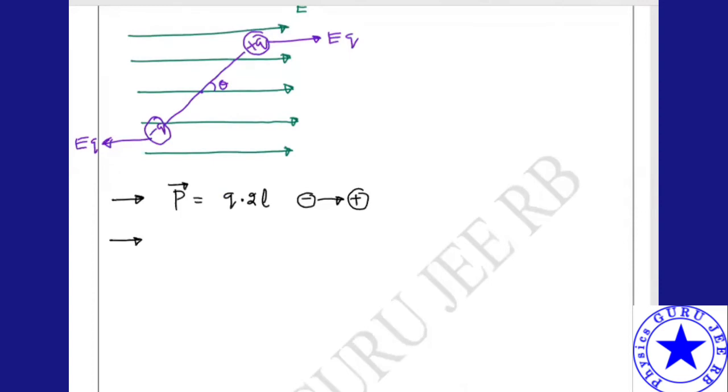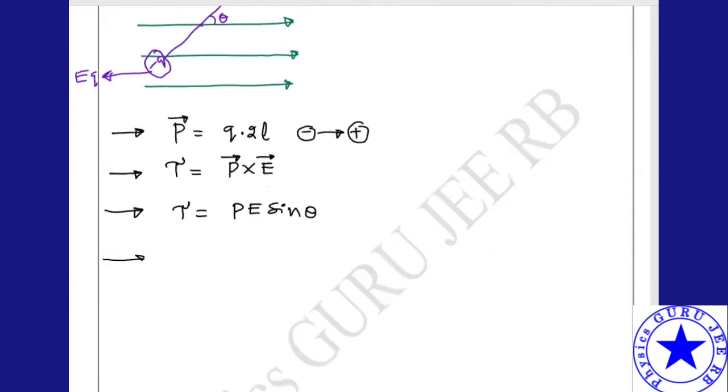Now, second information, torque. Can you tell me what is the torque acting on the system? Torque is equal to P cross E, just now what we calculated in this class. P cross E can also be written as tau equals PE sine theta. Hope it is clear.